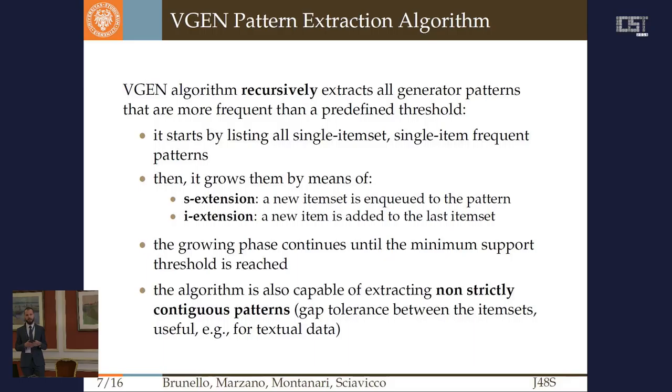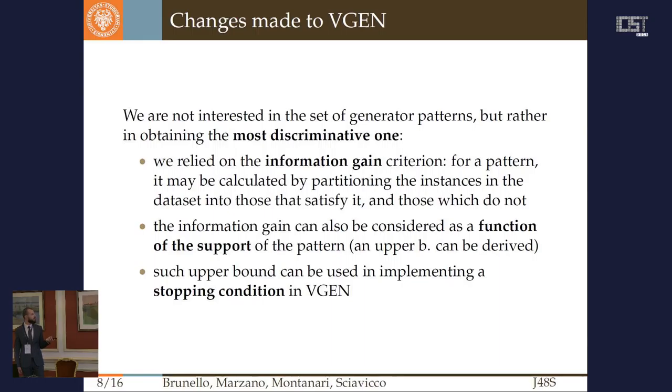So, coming to VGEN, what the algorithm does is recursively extracting all generator patterns from a dataset. It does that in a top-down manner. So it starts by listing all single item sets, single item patterns, and then grows them by attaching a new item set or by extending an already present item set with an item. A key characteristic of this algorithm is that it is also capable of extracting non-strictly contiguous patterns, meaning that you can have a gap tolerance between the item sets and still match a pattern against a sequence. This is very useful when you have noisy data. For example, if you consider text, and in particular a text made by an automatic transcription process, you can have some noisy words and you can effectively skip them by means of this characteristic.